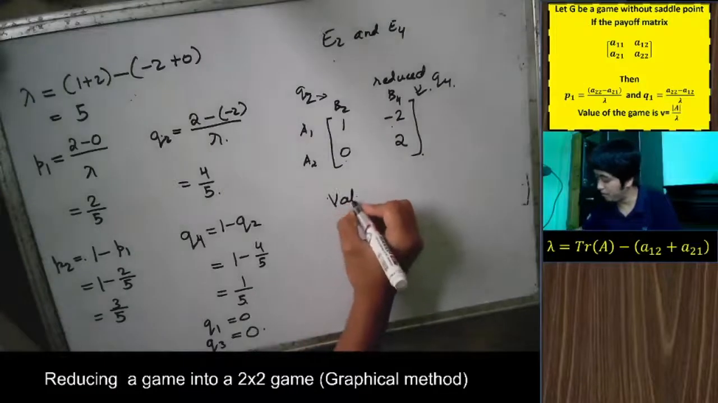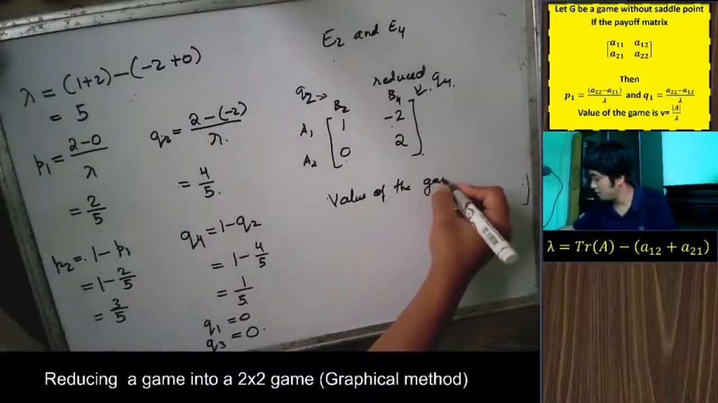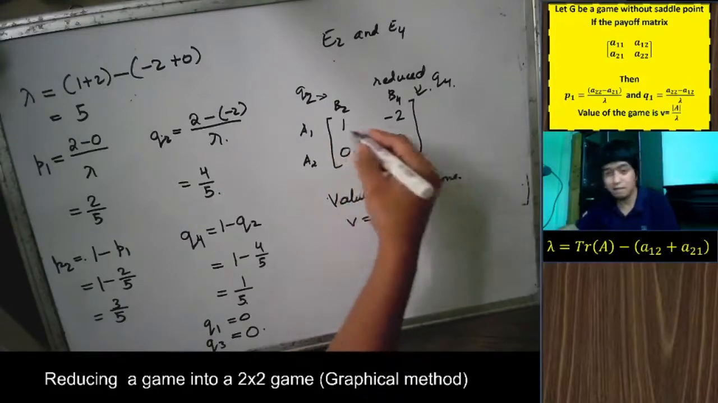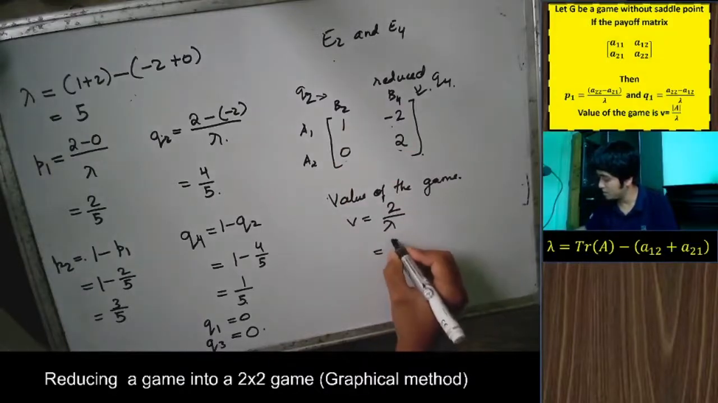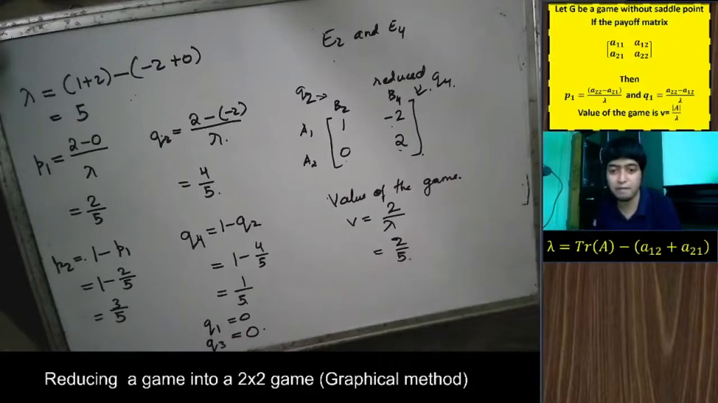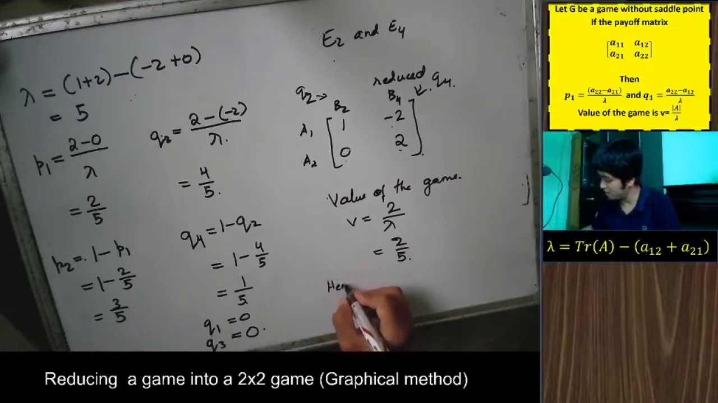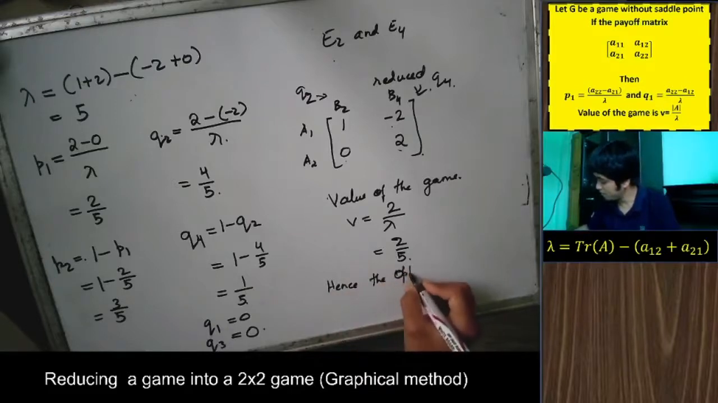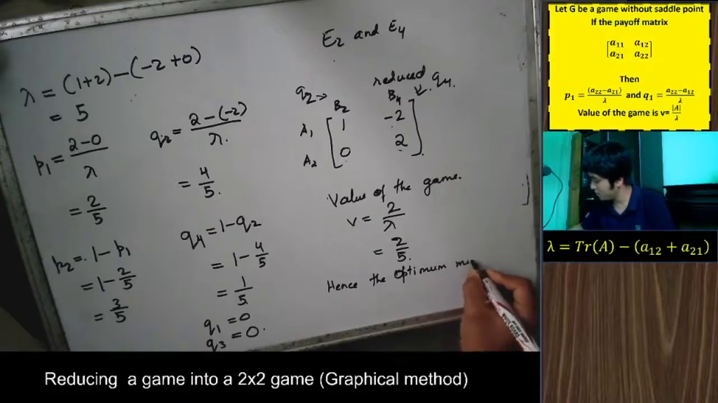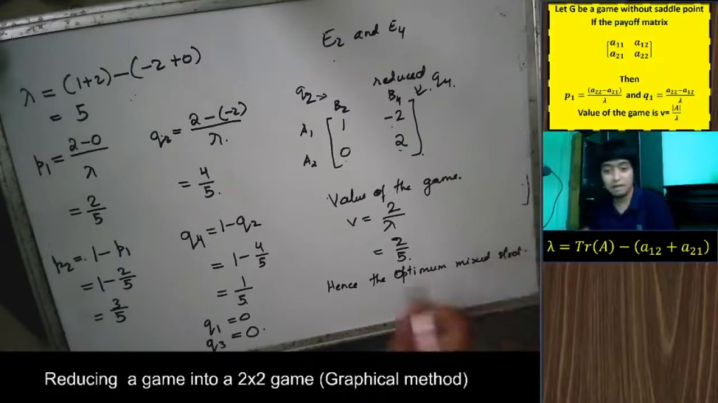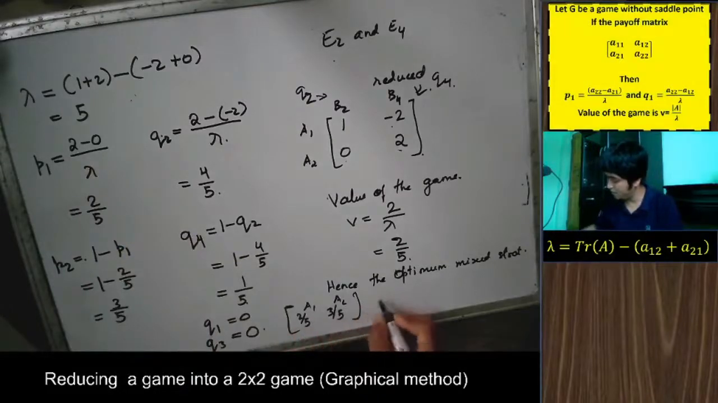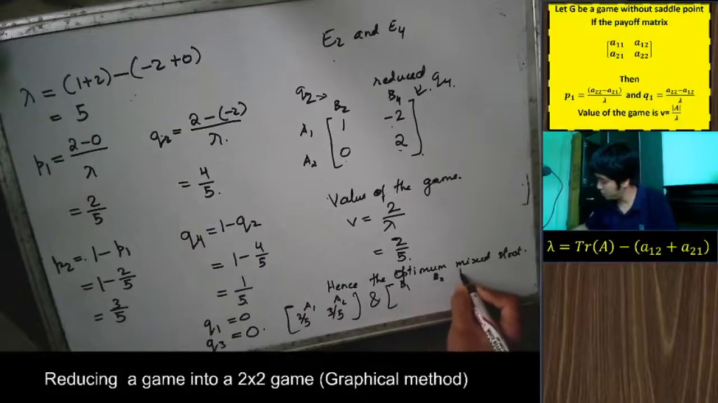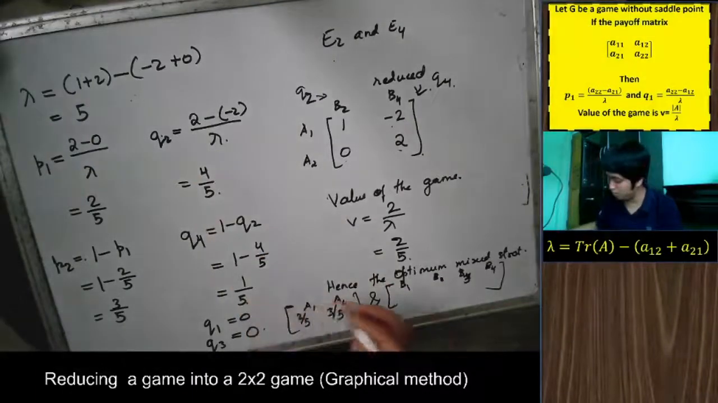Okay, what about the value of the game? Value of the game, V, it's equal to the determinant of this matrix over lambda, which is 2 upon 5. Okay, so we can just conclude, hence the optimum mix strategies are A1, A2. Just put the values of P1 and P2 over here, which is 2 by 5, 3 by 5, and B1, B2, B3, B4. Just put the corresponding values of Q1, Q2, Q3, Q4.